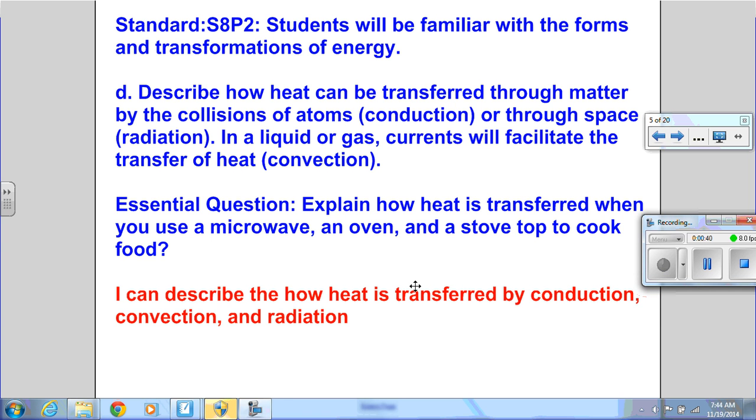Your I can statement: I can describe how heat is transferred by conduction, convection, and radiation. Please make sure you write this statement on your student-friendly standards sheet in your notebook.